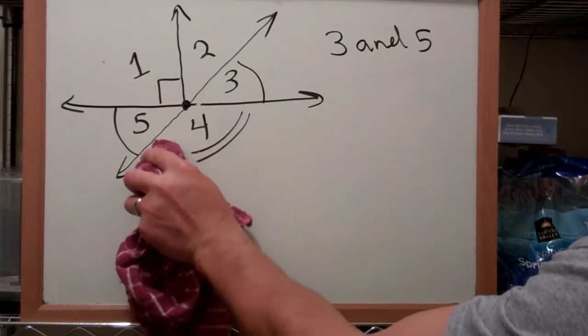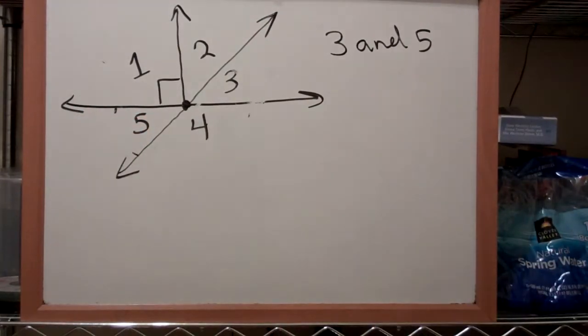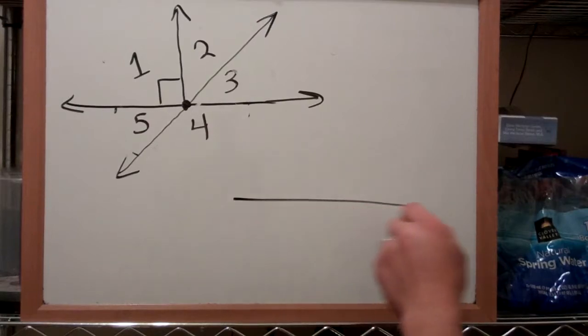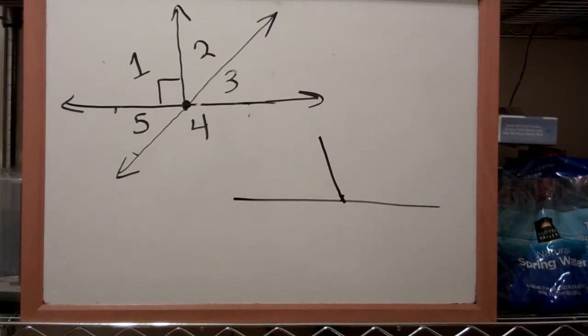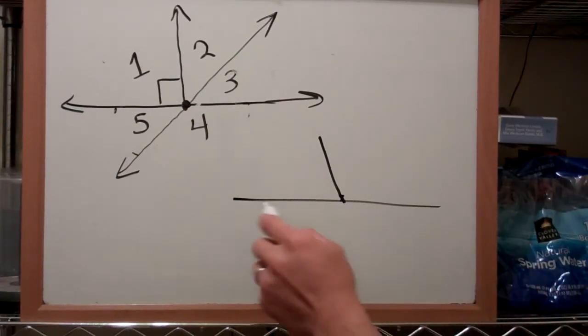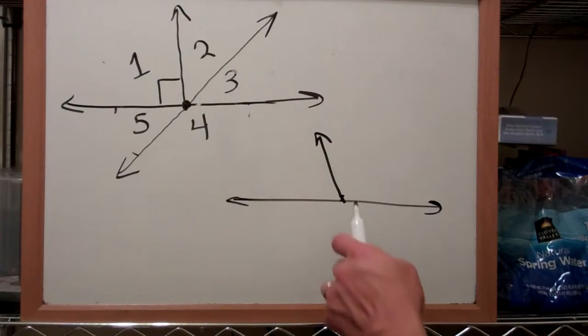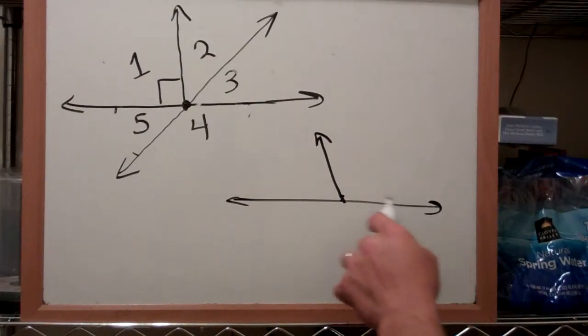If we wanted to show a linear pair of angles, looking at this diagram, a linear pair is two angles that essentially form 180 degrees and whose non-common sides are opposite rays. So really what you need are two adjacent supplementary angles with the opposite rays at the end. This is what a pair of linear angles looks like.